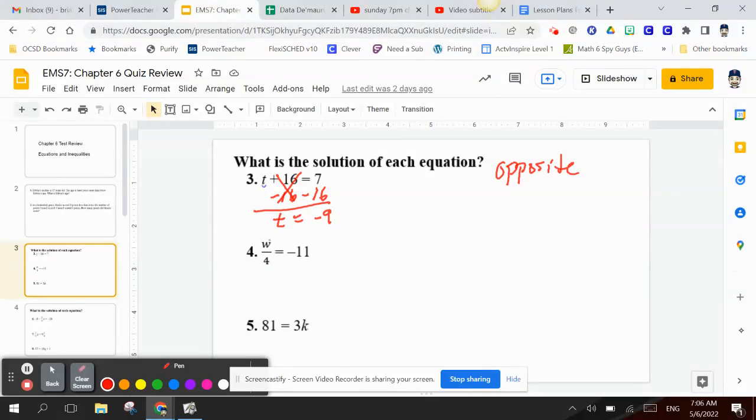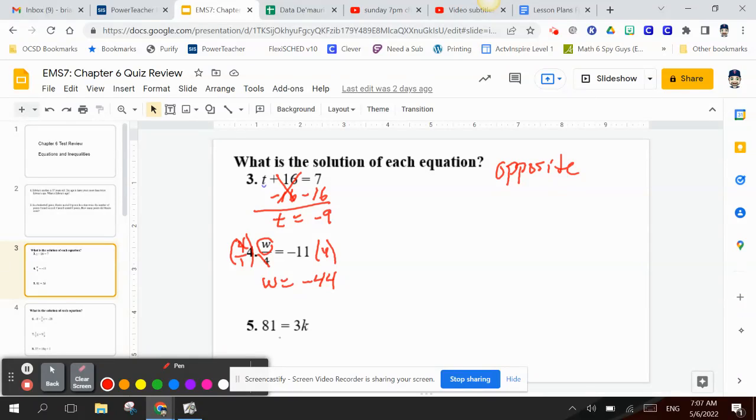Number 4, w divided by 4 equals negative 11. So what I need to do is multiply both sides by 4. The 4 and 4 cancel out, which leaves me with w equals negative 11 times 4, which is negative 44.